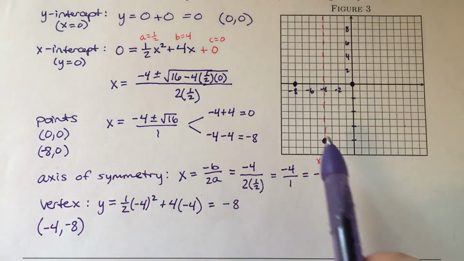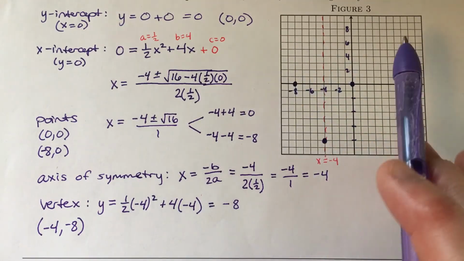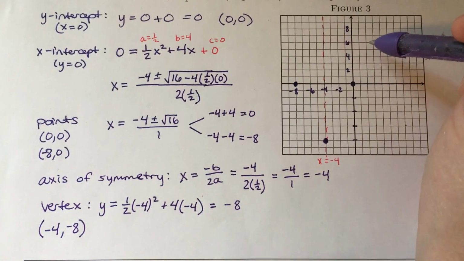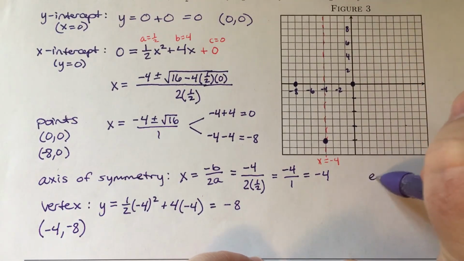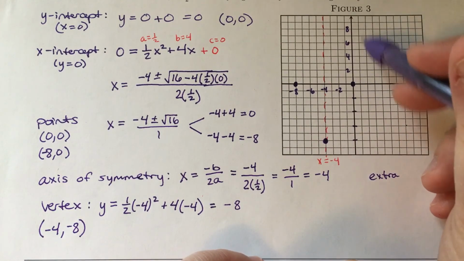Now, so that's 3 points, right? And we can make a U shape, right? It's sort of clear what this will look like. But it's also easy enough to plug in a couple extra points if you want to know, like, well, how far over does this go? So maybe for an extra point, I'll just plug in x equals 1 and see, like, where I should put the next point.